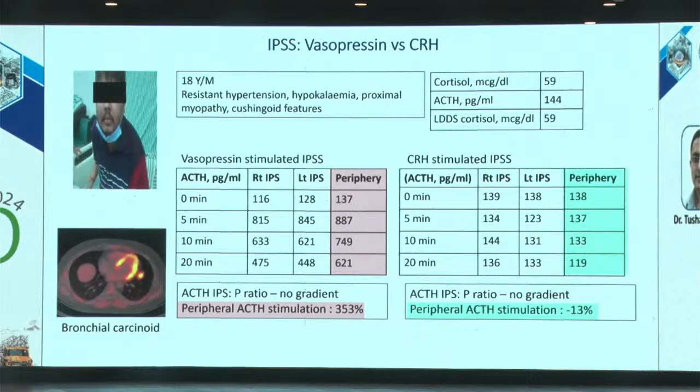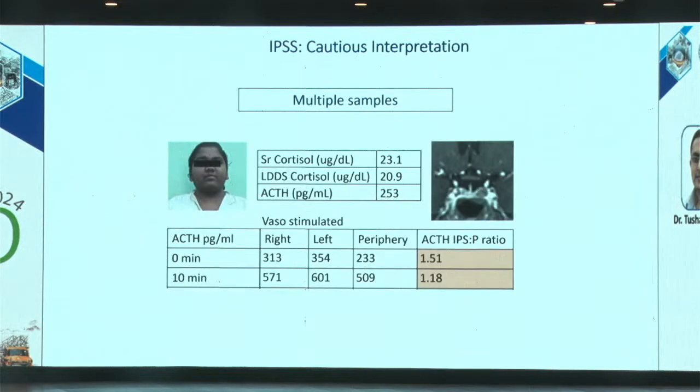Hence, what needs to be understood in this case is that if you use vasopressin for a central data, you will get your answers. But vasopressin can stimulate 20 to 30% of peripheral ectopic ACTH-secreting tumors, and that's why the peripheral stimulation test will not work. It's the message which goes, and we need to know this caveat in such patients.